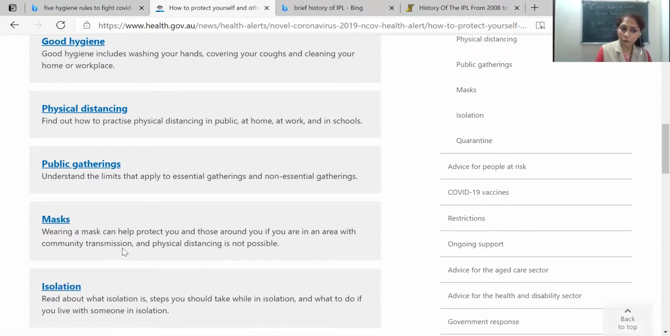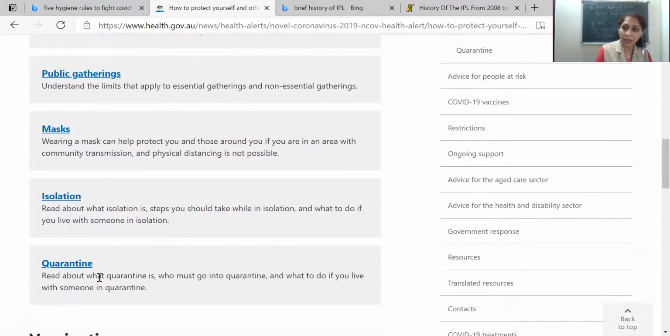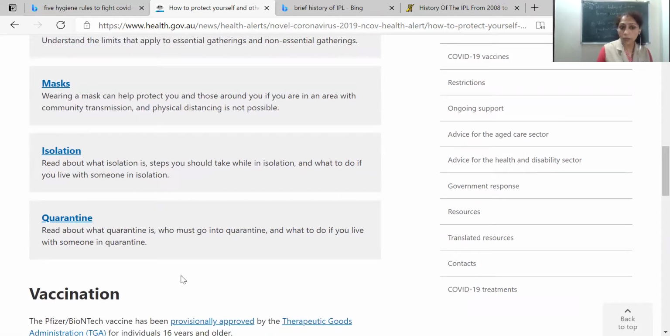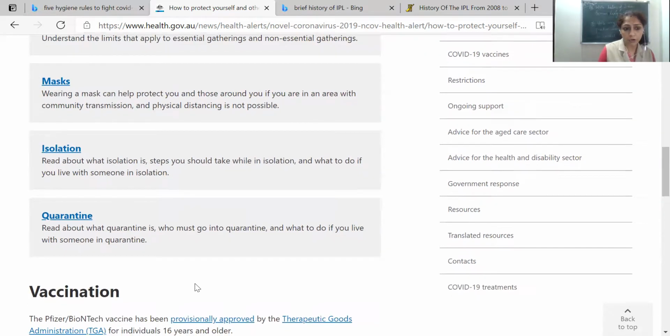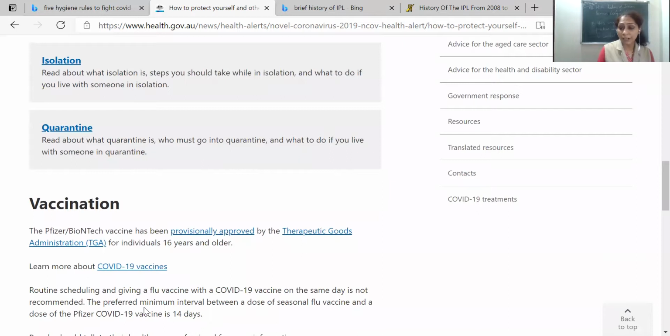Now, in public gatherings, a mask must be used. Isolation should be done in case you're getting the symptoms. Quarantine, isolation is quarantine only. Quarantine at home, it's still okay. Nowadays, people are suffering a lot. And the vaccination, 18 plus, now they have started with that vaccination.